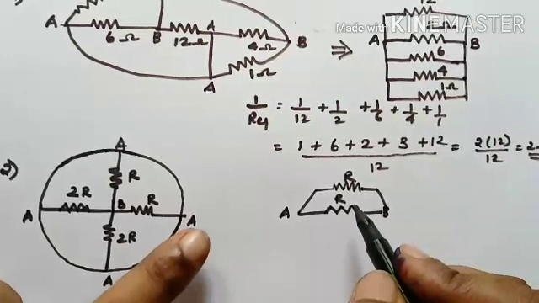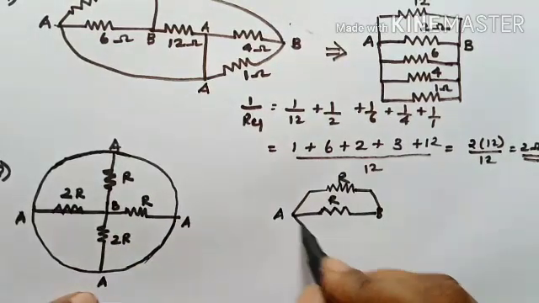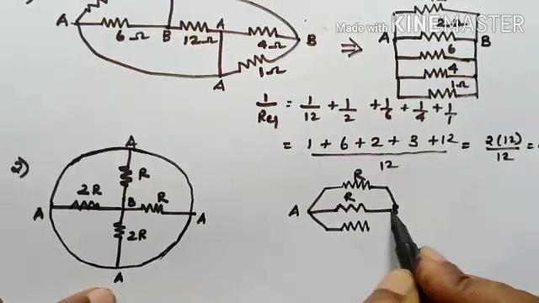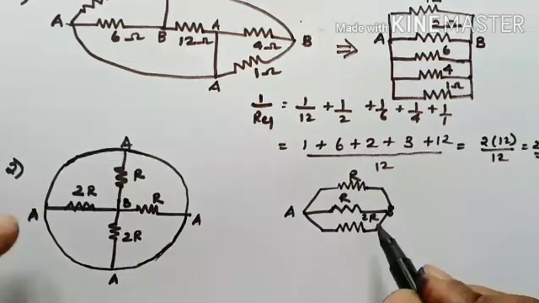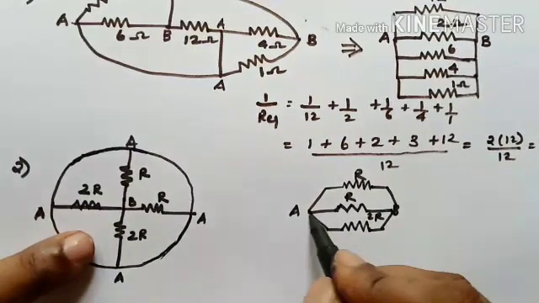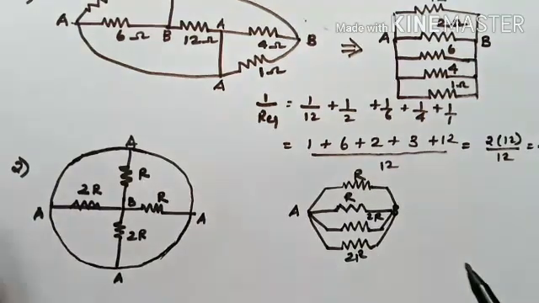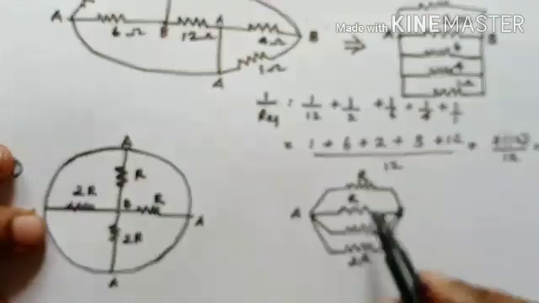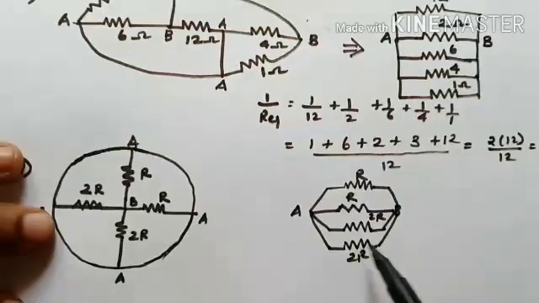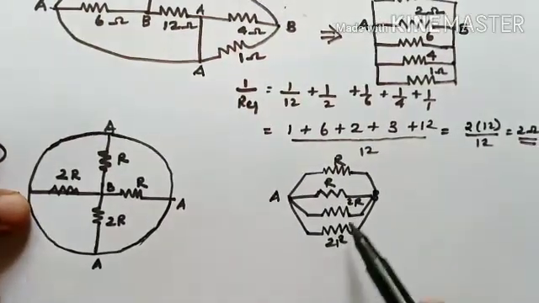Now again between A and B there is a 2R ohm resistor, and there is another 2R between A and B. So you get an equivalent resistance like this. How would you solve it? 2R and 2R are in parallel, so it will be what?